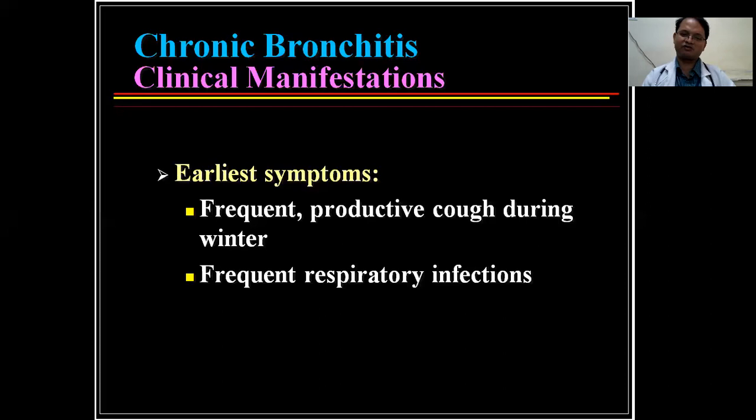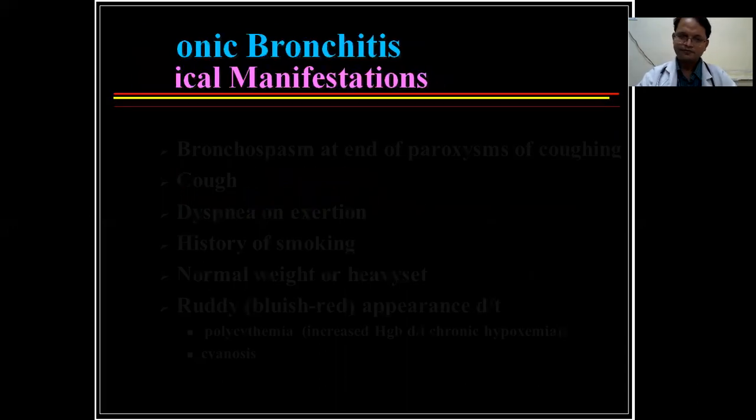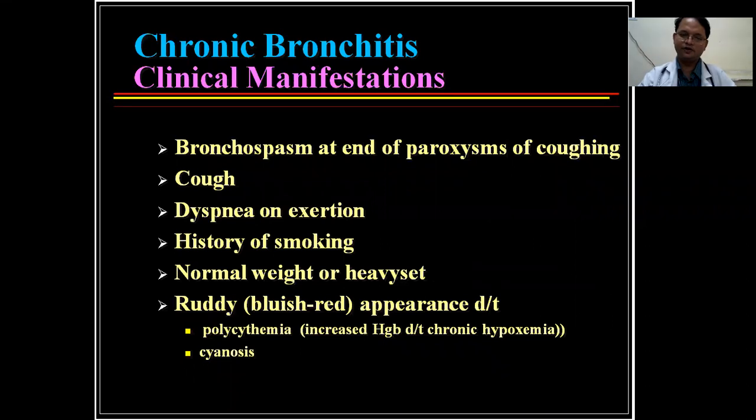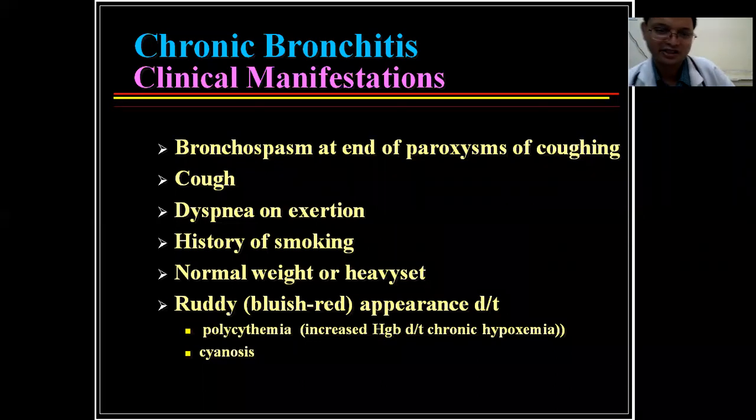The earliest symptoms are frequent productive cough during winters and frequent respiratory infections. There will be bronchospasm at the end of the paroxysms of coughing. Cough, dyspnea, exhaustion, and history of smoking, they go in line with the diagnosis of chronic bronchitis. Patient's weight is normal, or because of the accumulation of fluid, he might be even heavy set.